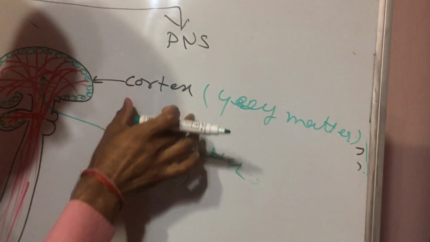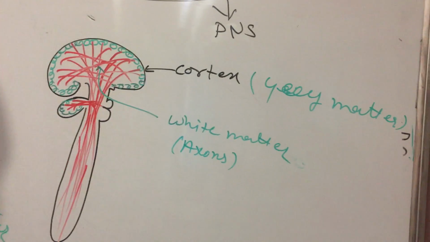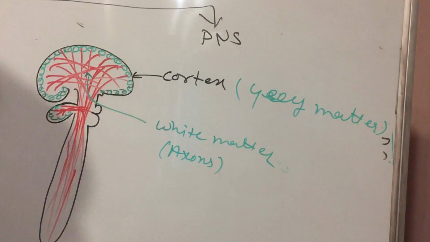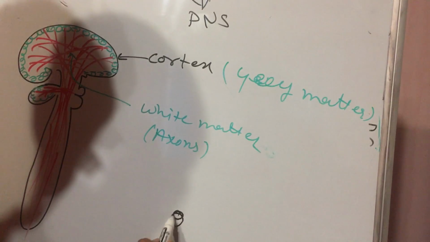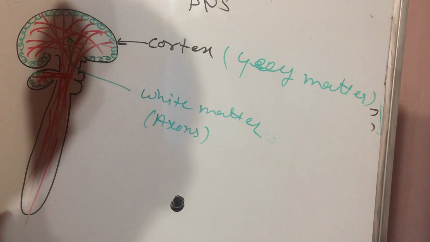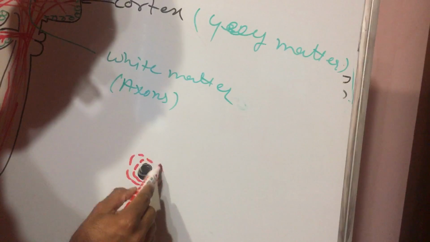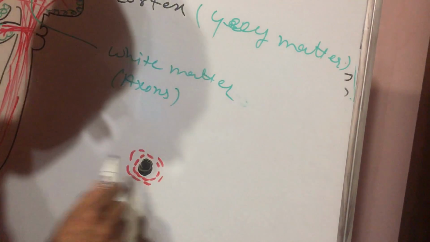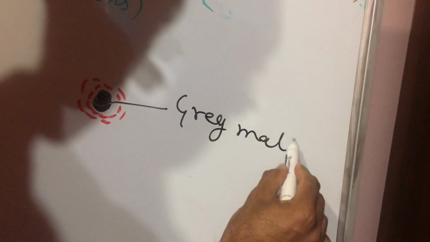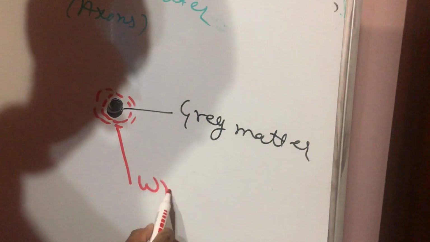Are you understanding the difference between gray matter and white matter? So what is the nucleus? We also study what the nucleus is. Nucleus is a point of gray matter surrounded by the white matter. Okay, the black one is the gray matter, the point is gray matter and surrounded with the white matter.